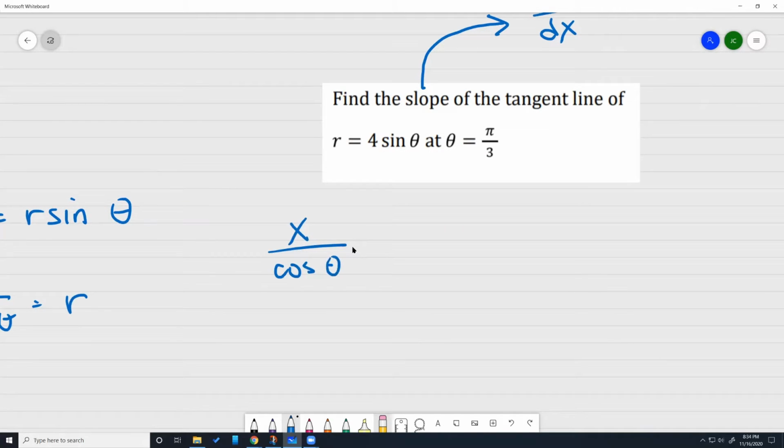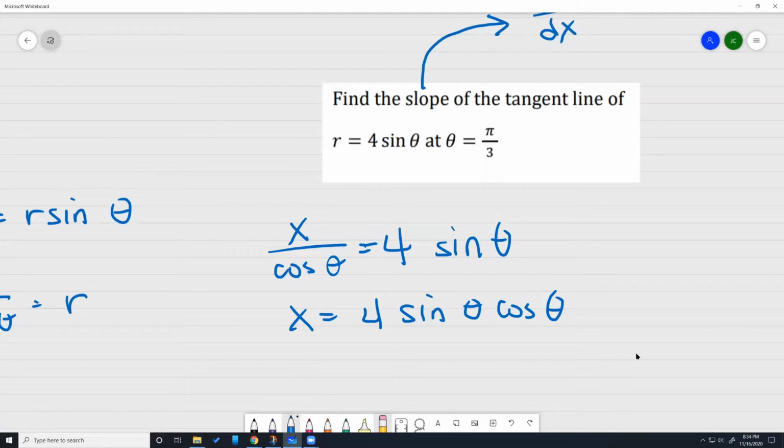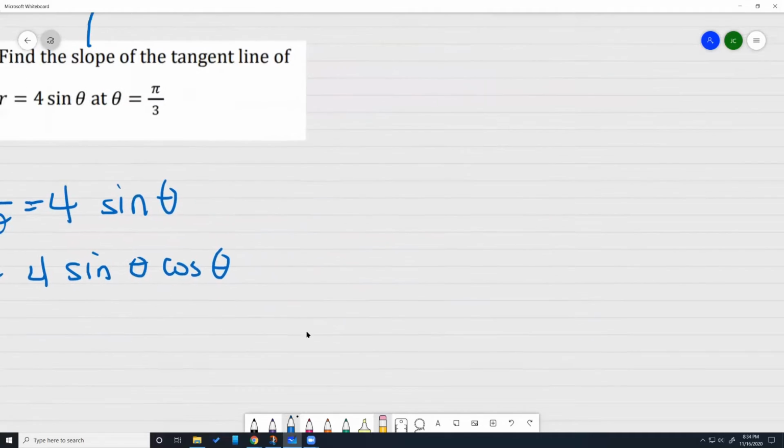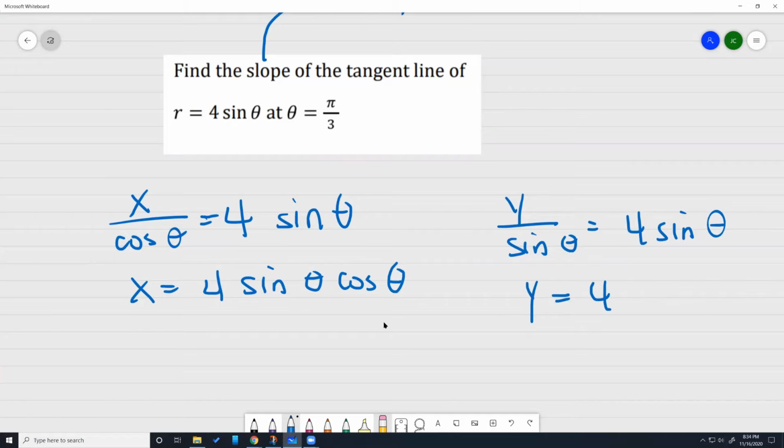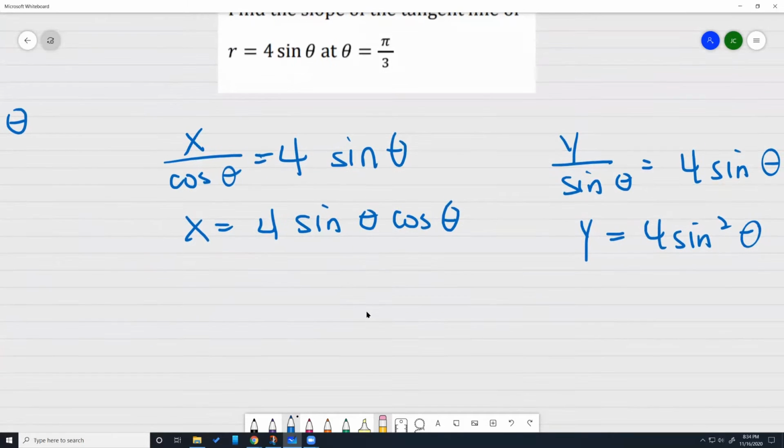So I'm going to bring in that first equation. x over cosine theta equals 4 sine theta. Okay, multiply cosine theta over. All right, so we have that ready to go. We can take that derivative in a bit. I'm going to set up the other equation. Multiply sine theta over. All right, now for both equations, I'm going to take the derivative.